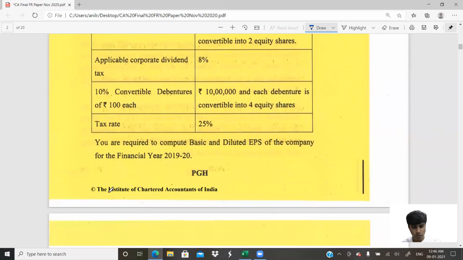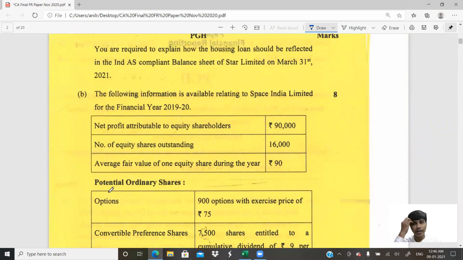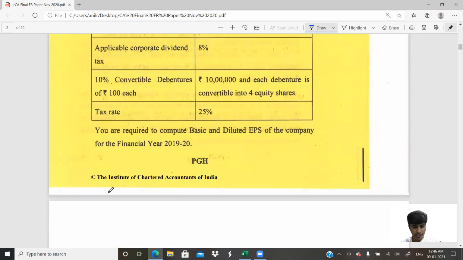Those of you who don't have any clue about what exactly I'm talking about, don't worry. I will do it and I'll show it to you. So only remember that debentures first, preference shares next. Okay, let's start. So let's read the last line.